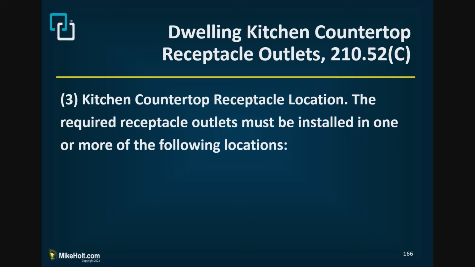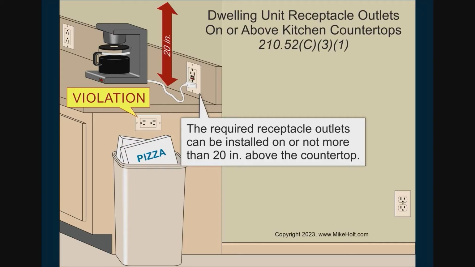Okay, now this is a change. It says where you locate receptacles, kitchen countertop receptacle location. The required receptacle outlets must be installed in one or more of the following locations. All right, you ready for this, Peter? There are three options. Option one: above, installed on, or not more than 20 inches above the countertop, okay? That takes care of that, not a problem there.